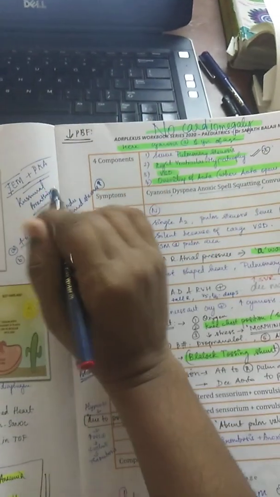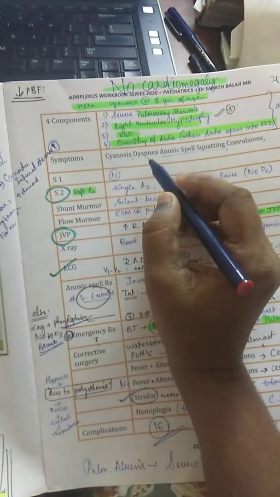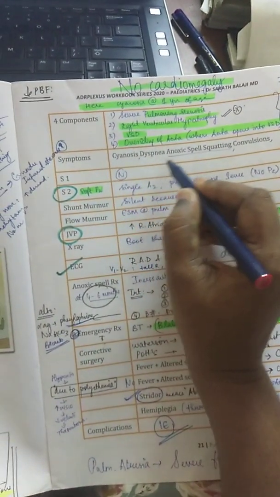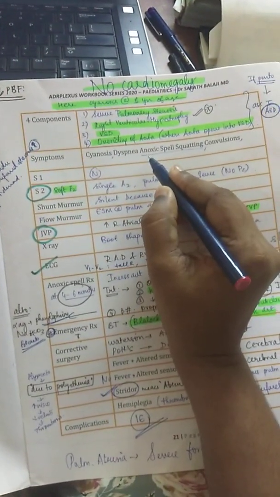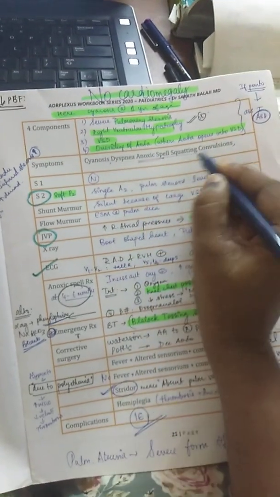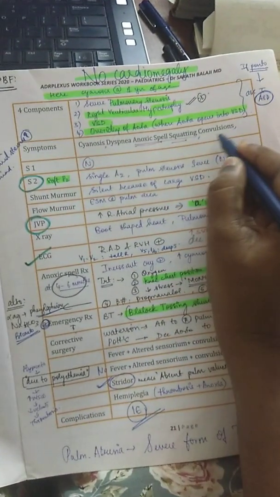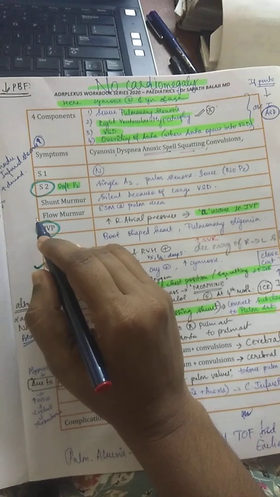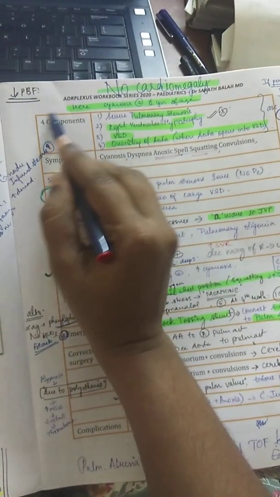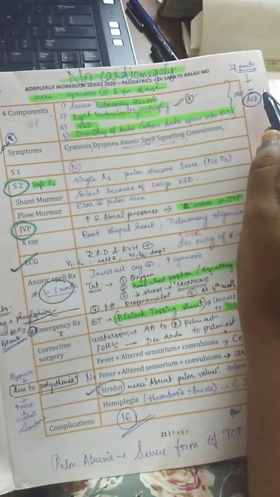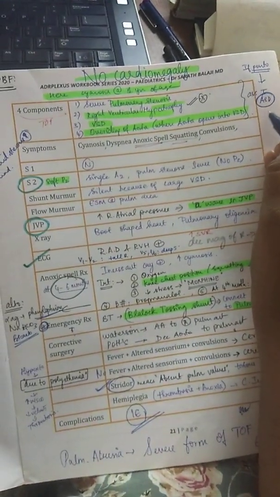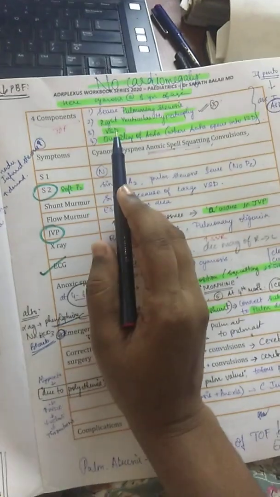Another important thing is that it will present with dyspnea and anoxic spells, squatting and convulsions. This anoxic spell is very important, squatting is very important, and convulsions are very important. Now, these are the four components of TOF. It is also known as five components, where the fifth component is an ASD. The cyanosis will present in the first year of age.